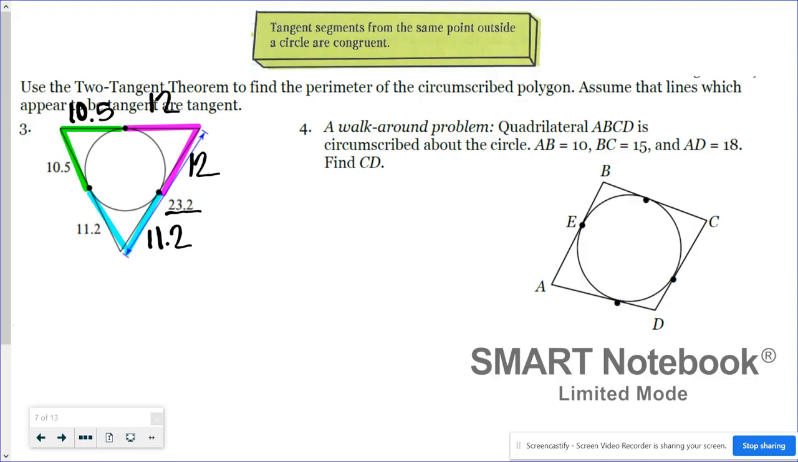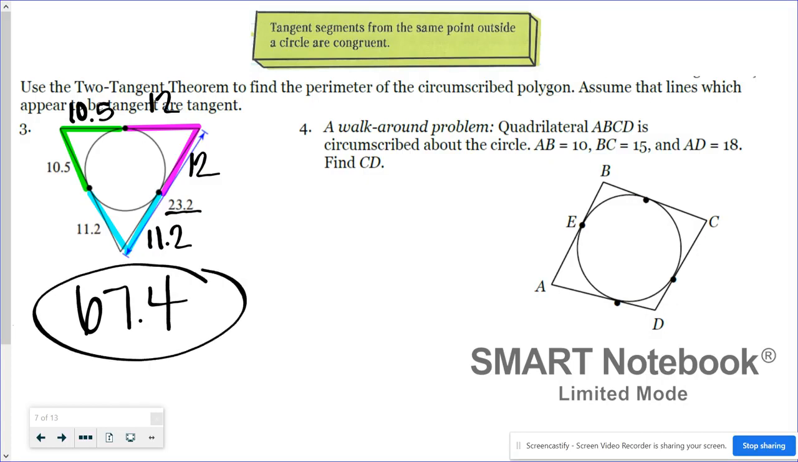So now I know the length of basically all 3 sides, and all I have to do is add them all up. So let's do that. I ended up with a perimeter of 67.4 units after I added up all my sides.